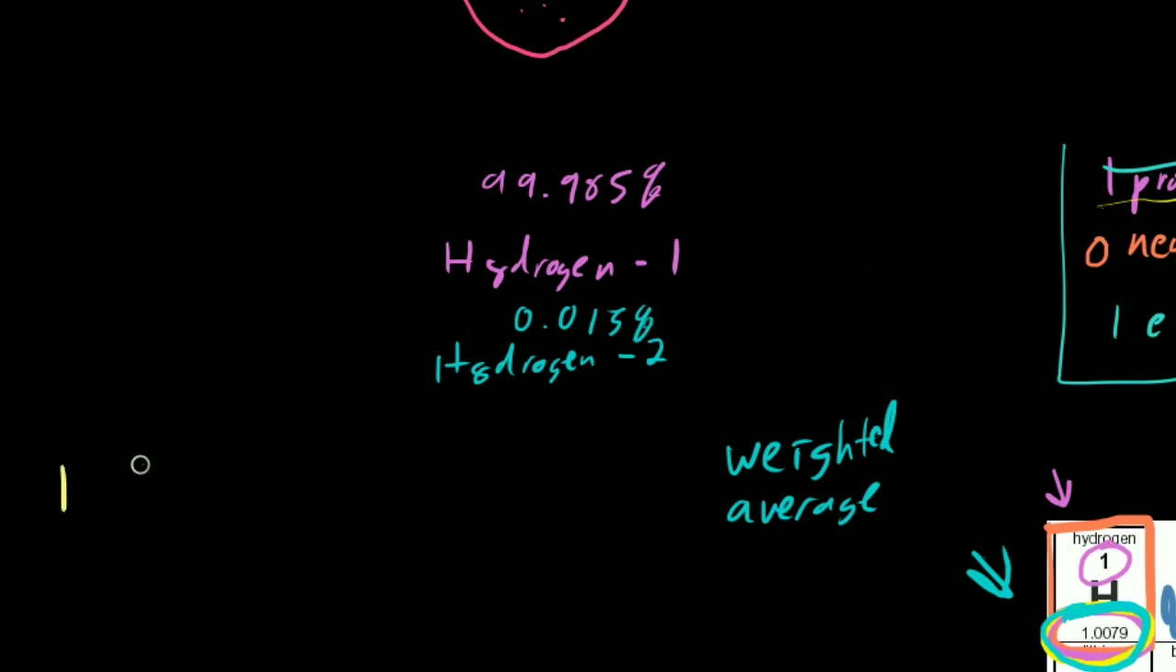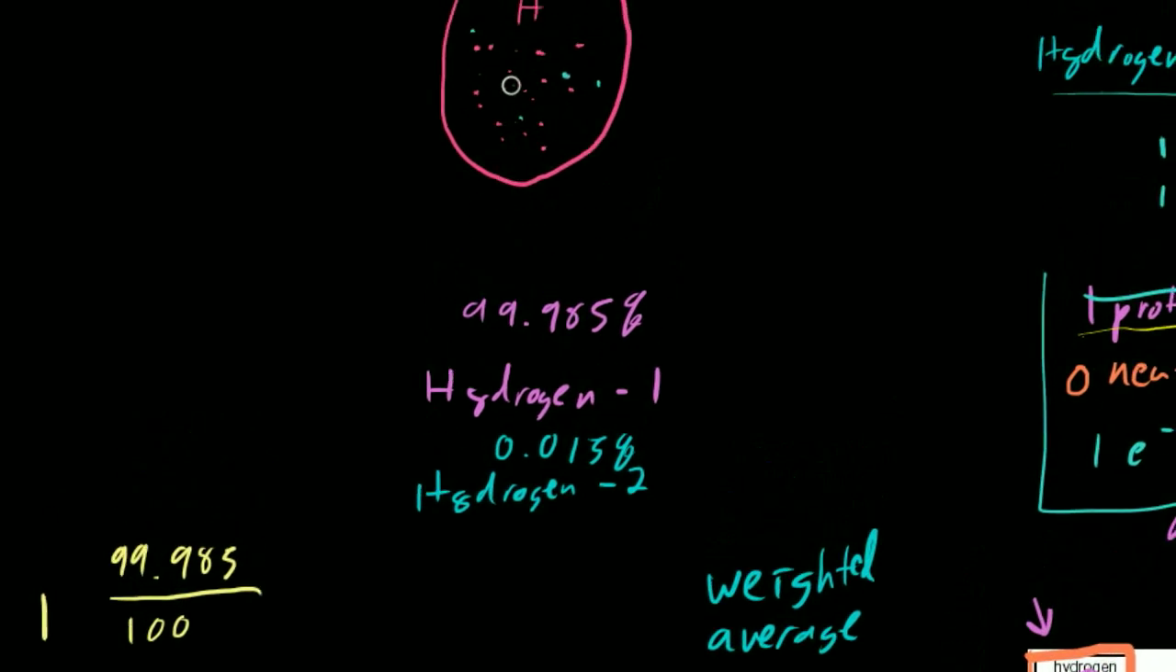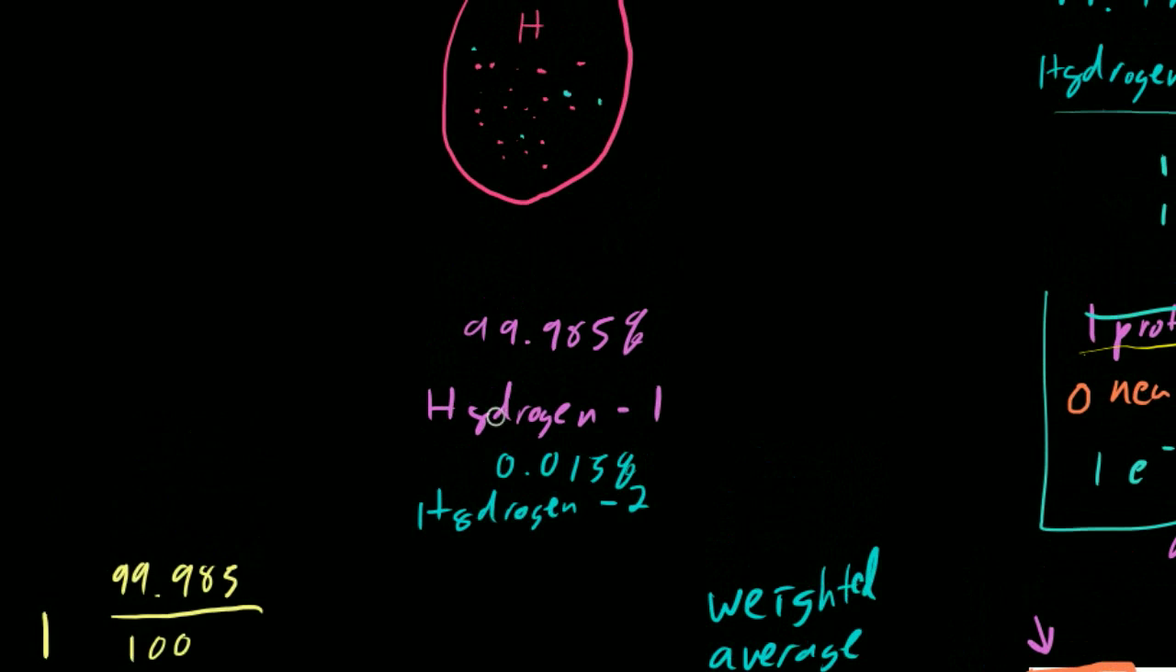It just has one proton. And then 99.985 times out of 100 that we choose a hydrogen atom from, you could say, a random collection of hydrogen, like we have in this balloon up here, we're going to choose this hydrogen 1. So then that is our first isotope of hydrogen.